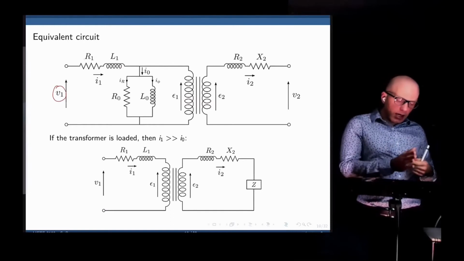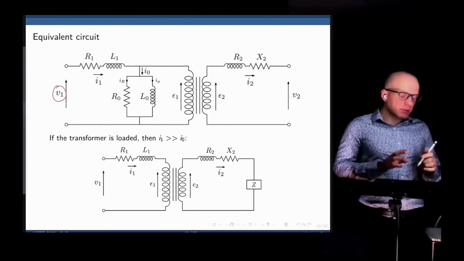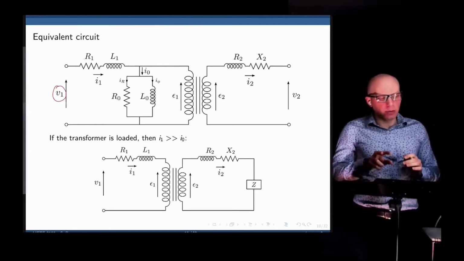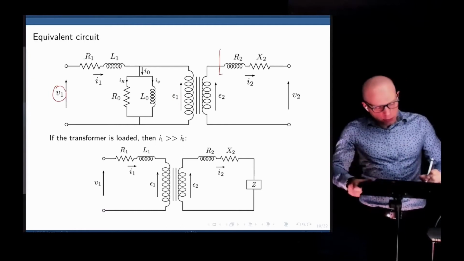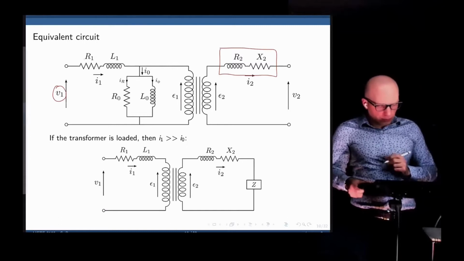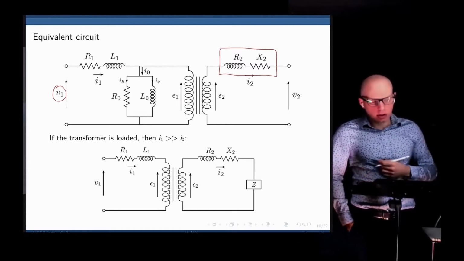Now let's look at the secondary winding. For the secondary winding, we don't need to account for the core losses because that's already taken care of in this parallel branch in the middle of the primary winding. For the secondary winding, we just need to account for the same resistance of the winding and the flux leakage in the secondary winding.